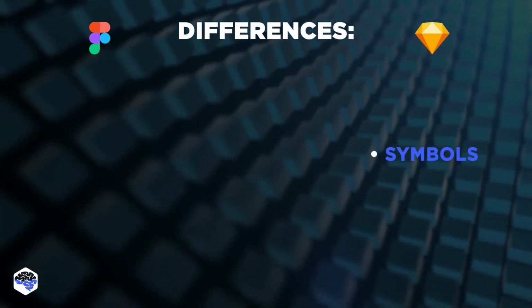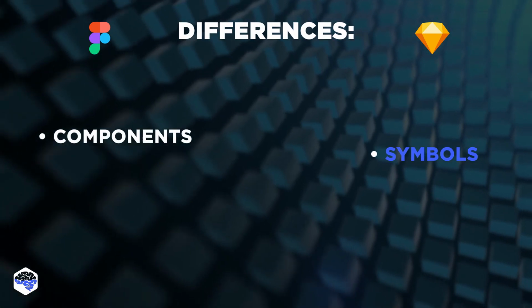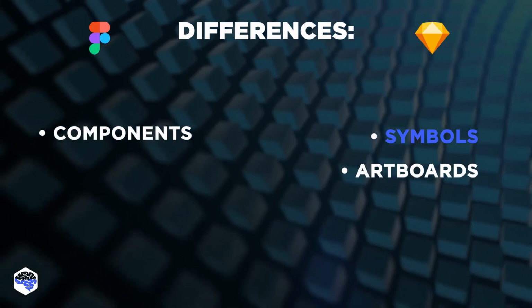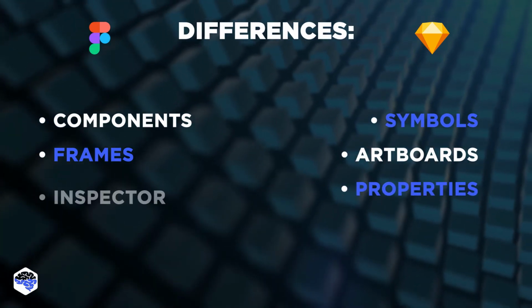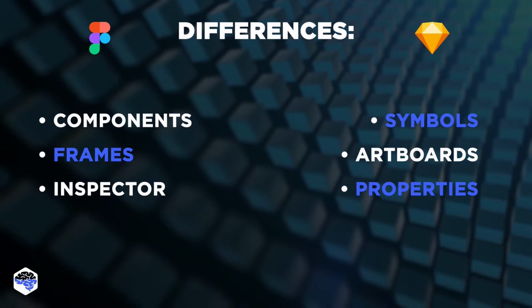What Sketch calls symbols, Figma calls components. Where Sketch says artboards, Figma says frames. Sketch labeled its right panel properties, while Figma labeled it inspector, but they both have the same function.